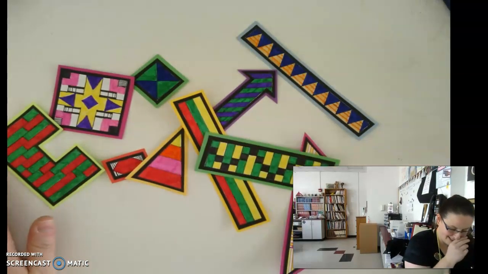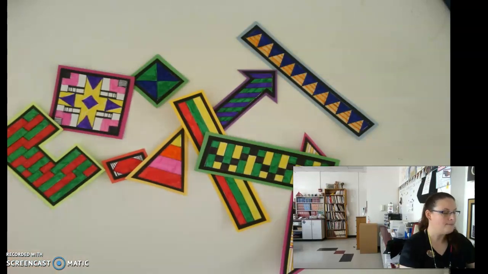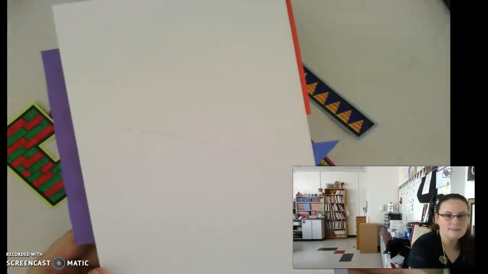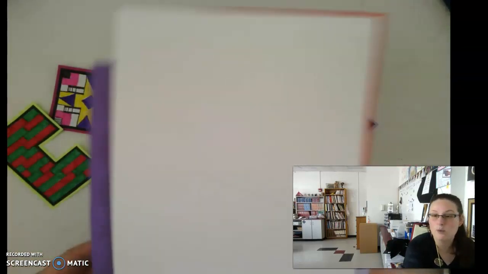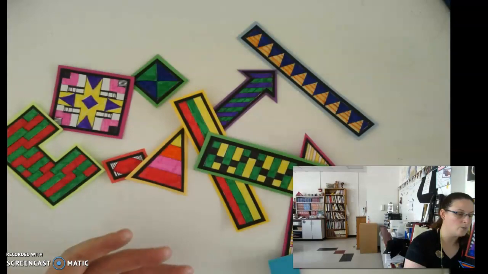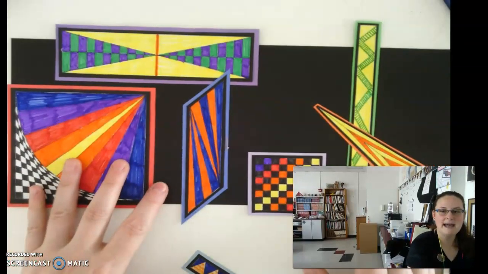Now your next step is to use the piece of mat board that you should have gotten in your portfolio. And mat board is not really a cardboard, but we typically use it when we're framing artwork. So I've used the black side or the dark side, and you can see my piece right here.